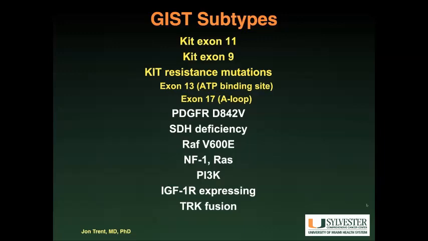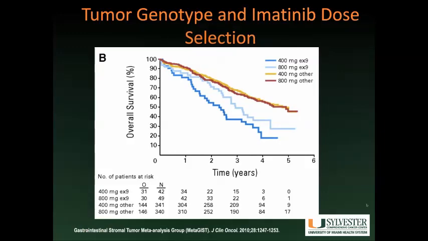We also found mutations in other genes such as RAF, NF1, PI3 kinase. There's some thought about insulin-like growth factor overexpression. And there have lately been several GIST patients with a fusion in a gene called TRK, which has really been recently described. So I'll just show you examples about why this is important. This isn't just nomenclature, this really applies to us in the clinic.